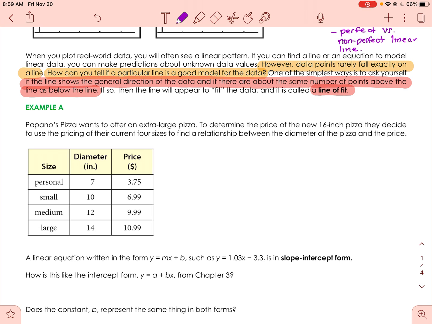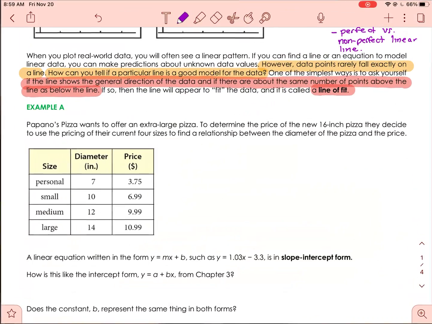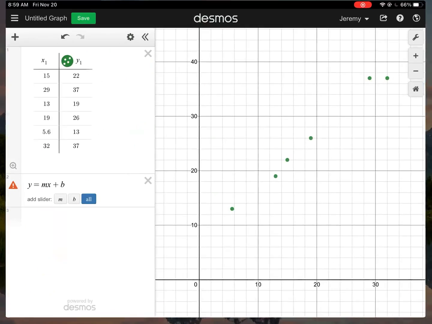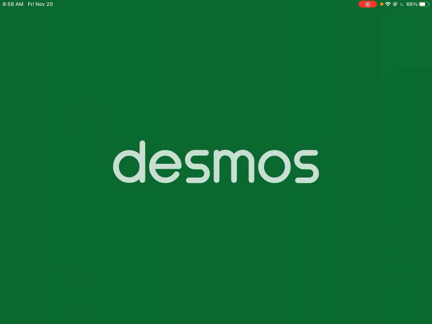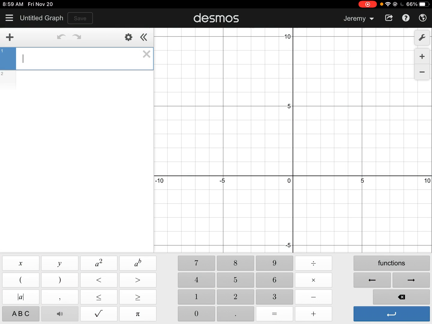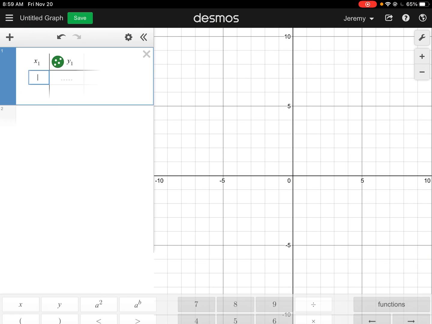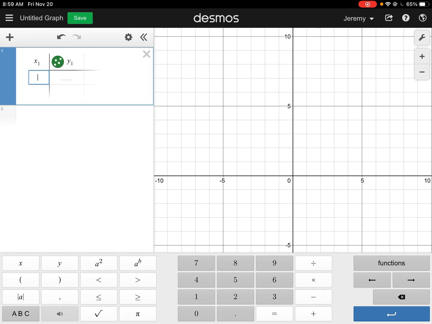So what we're going to do, let's jump to Desmos, and we're going to plot these points on a graph. So again, you should definitely follow along with how to do this, because you're going to want to know how to make a table, especially if you have to take an end of course test.